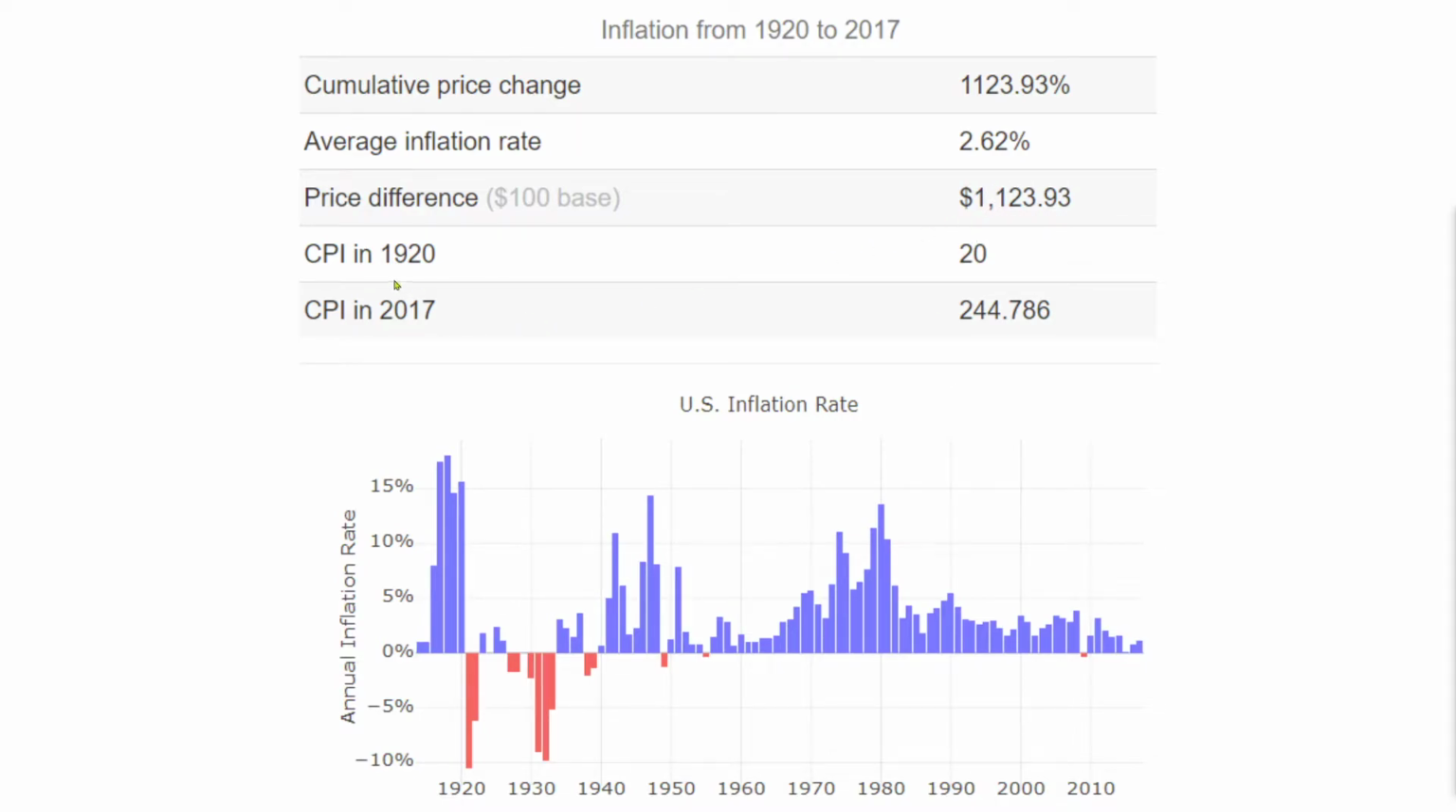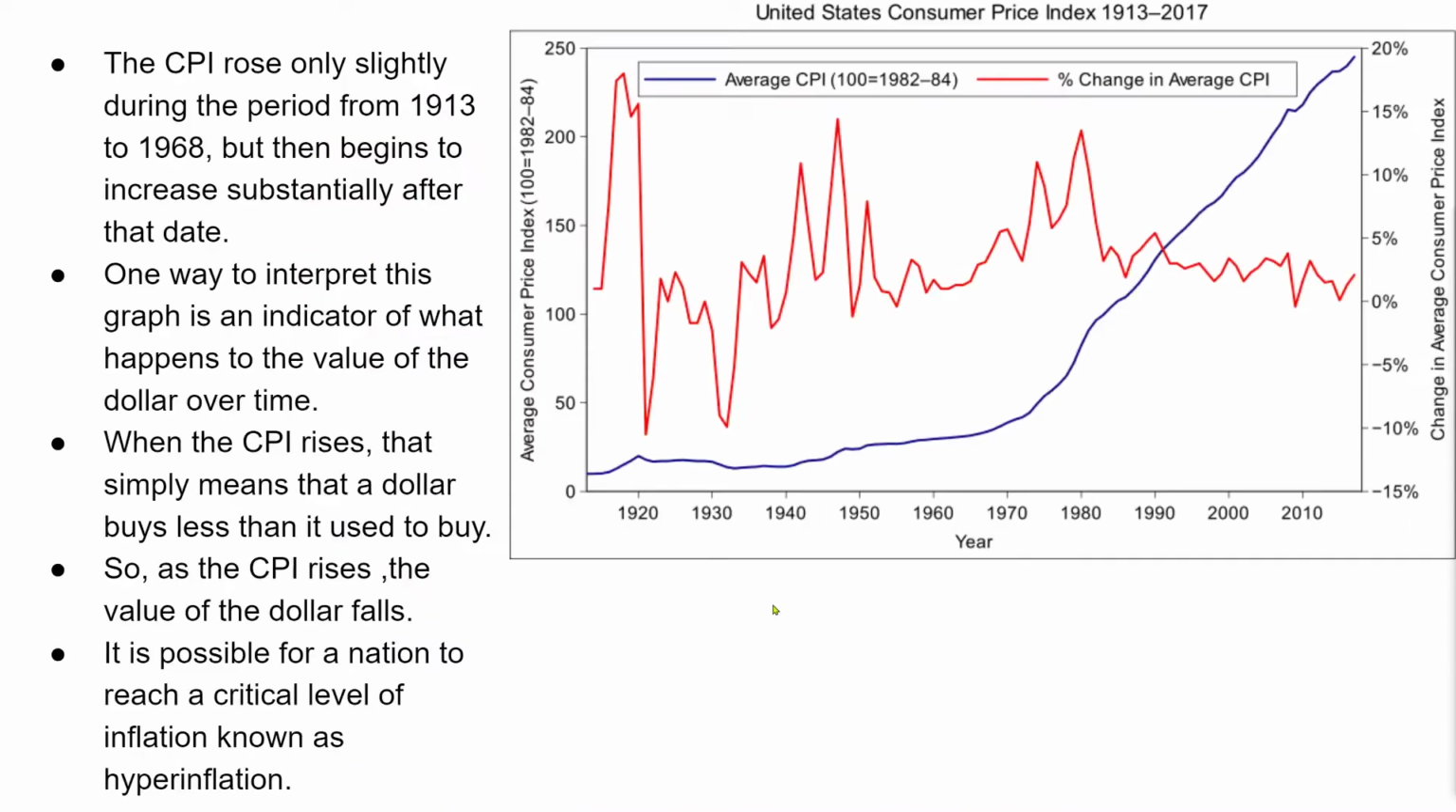The CPI in 1920 was at 20, and the CPI in 2017 was at 244.786. So inflation is a big deal. If you look at these two, this is the average CPI, and this is the percentage change in the average CPI. They don't match up. That's why we look at both things, not just the CPI, but the percentage change as well.